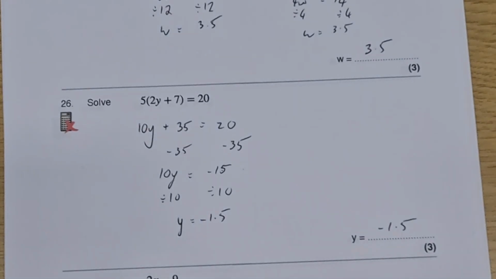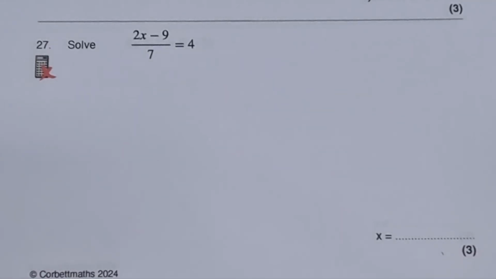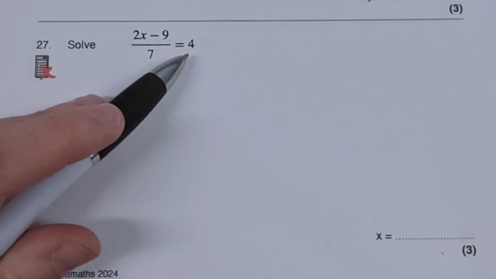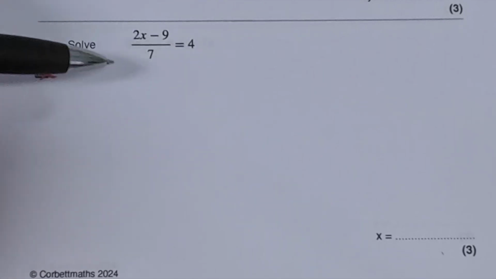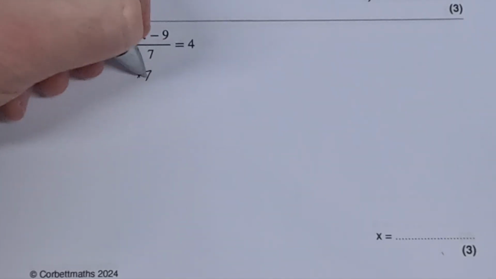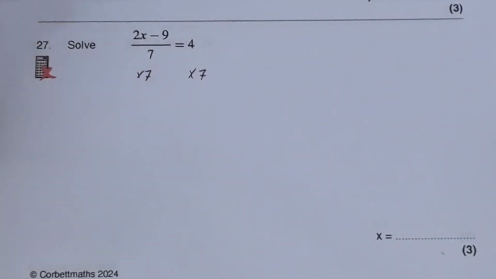And that's it. Okay, let's look at our next question, question number 27. We've been asked to solve 2x minus 9 all over 7 is equal to 4. If I was solving an equation like this, the first thing I'd want to do is get rid of this all over 7. So we want to get rid of this divide by 7. So let's multiply the left hand side by 7 and multiply the right hand side by 7.